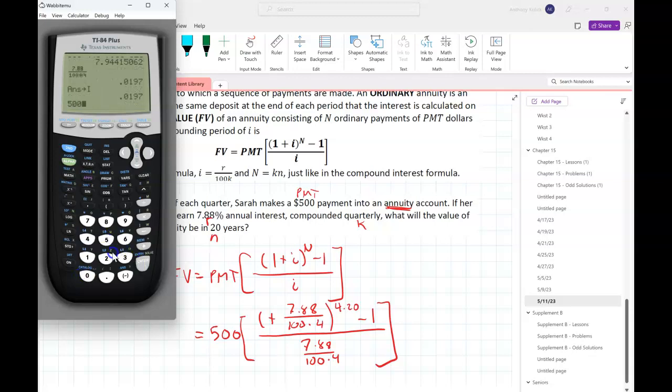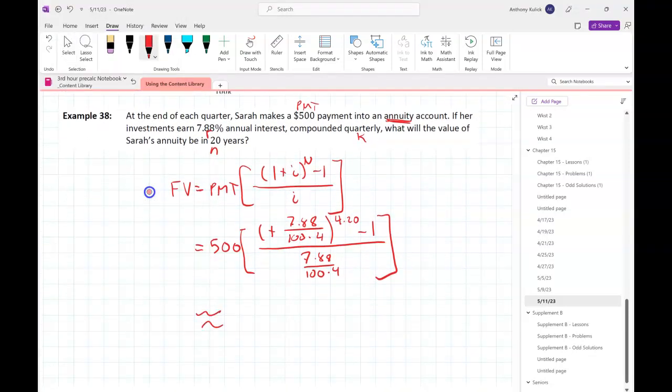So now I'm going to do 500 times, and then I will do the fraction, parenthesis 1 plus that capital I to the n, which is K times little n, minus 1, over I. So I come out with $95,483 and some pennies, 39 cents. Is everybody okay with that?